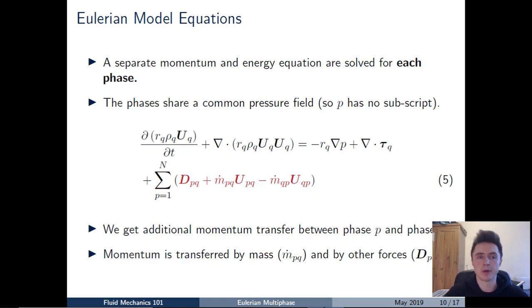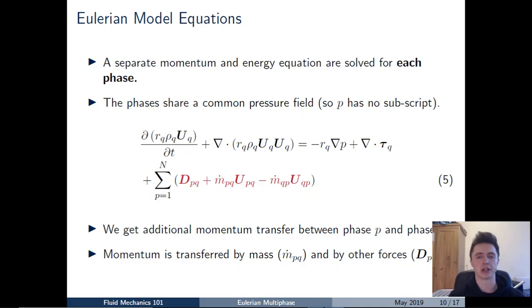So in addition, the Eulerian multi-phase model solves a momentum equation for each phase. So in the same way that we did for the continuity equation, if we had a two-phase system like water and air, we would solve two momentum equations. We'd solve one momentum equation for the air velocity and one momentum equation for the water velocity.